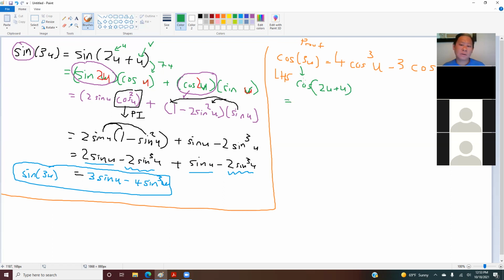Apply 7.4. What is cosine of 2u plus u? It would be cosine 2u times cosine u. Very good. And then minus sine 2u times sine u. Yep, that is correct.